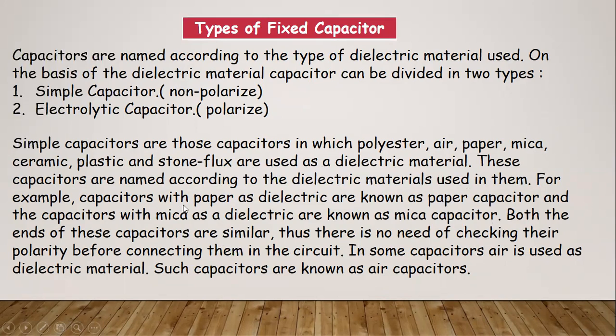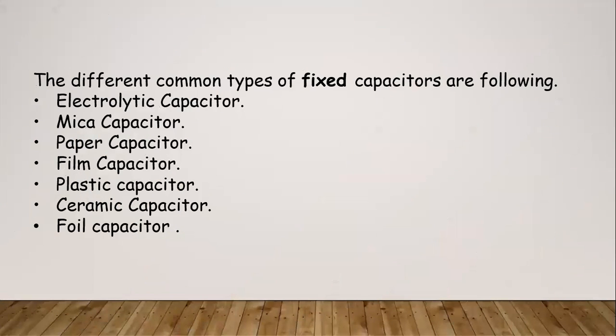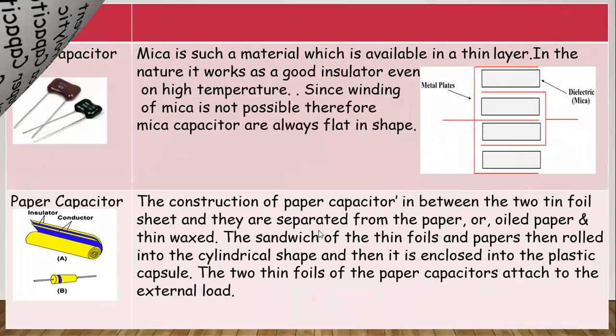For example, a capacitor with paper as a dielectric is known as a paper capacitor, and a capacitor with mica as a dielectric is known as a mica capacitor. In all these non-polarized capacitors, there is no need to check their polarity before connecting them, so they can be connected either way. The capacitors that use air will be named air capacitors. These are the different types of capacitor: electrolytic capacitor, mica, paper, film, plastic, ceramic, and foil capacitor.